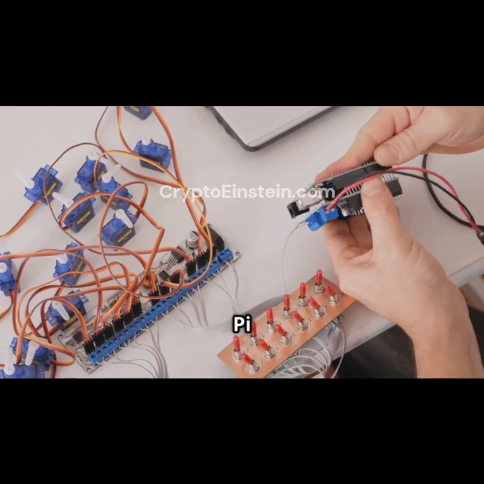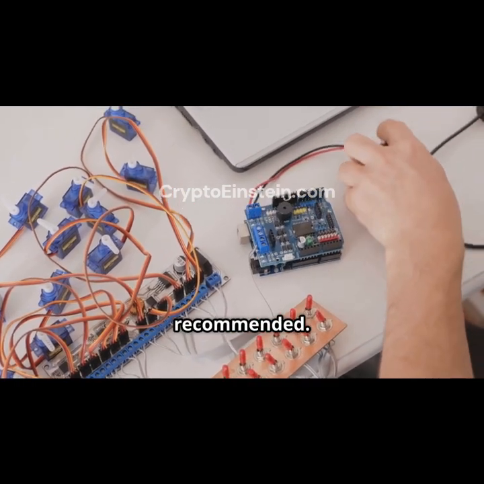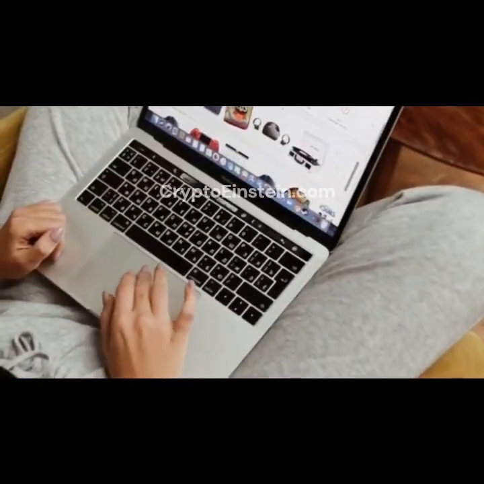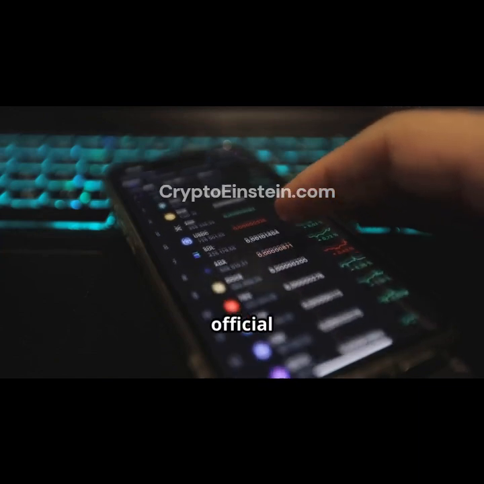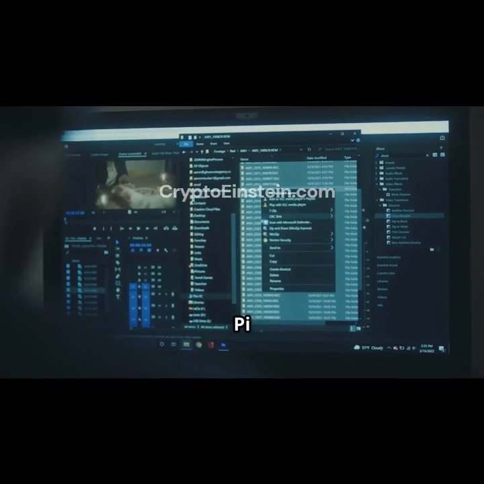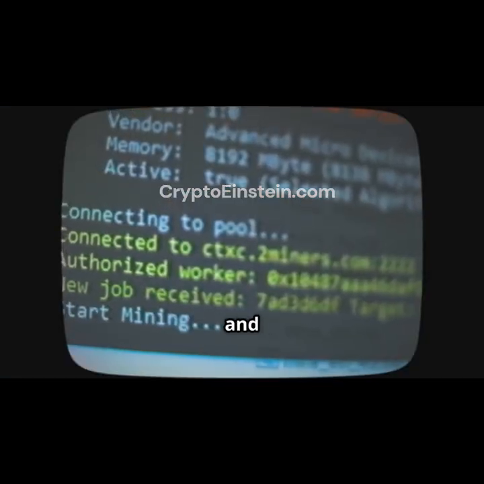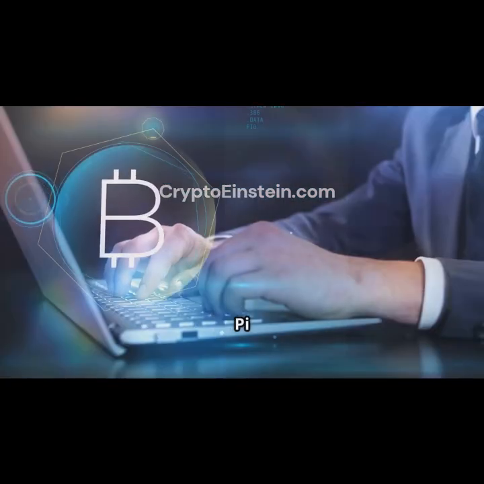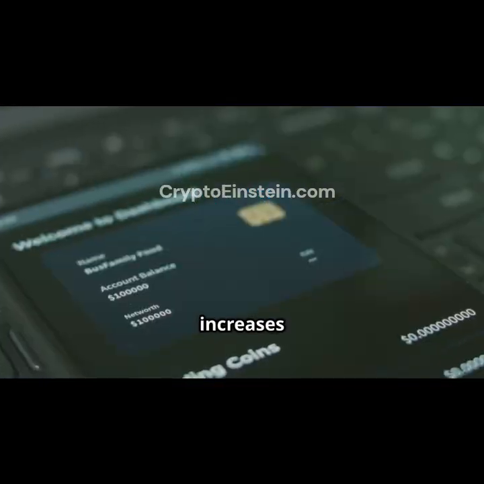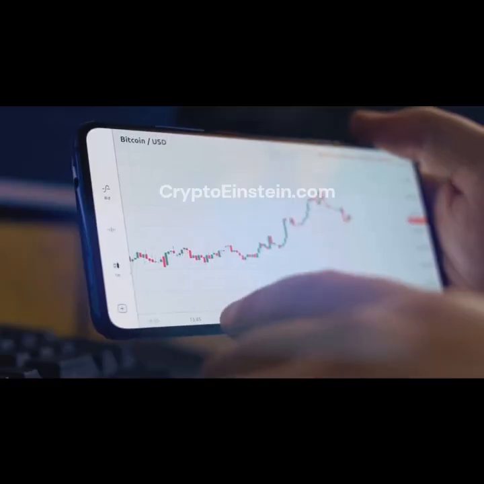Step 4. Run a Pi node. This is optional but recommended. Visit the official Pi Network website and download the Pi node software for your PC. Follow the instructions to install and configure the Pi node. Running a Pi node helps secure the network and increases your Pi balance over time.